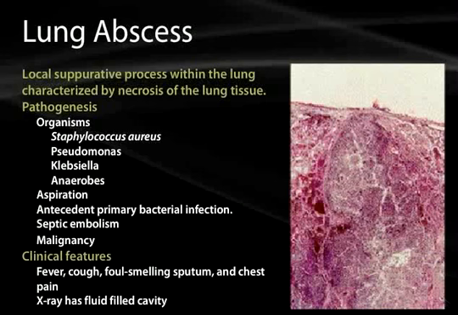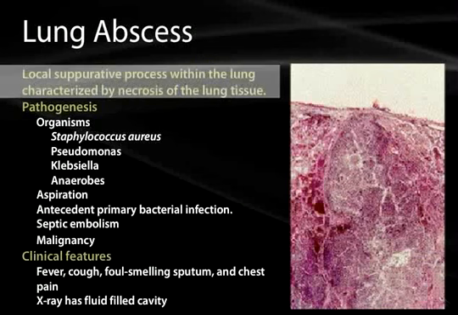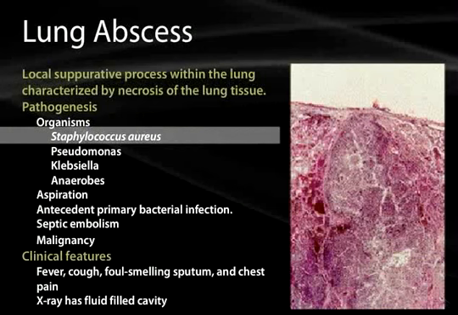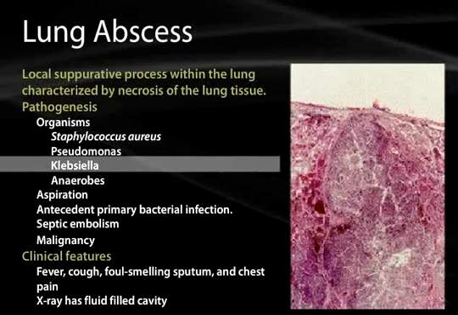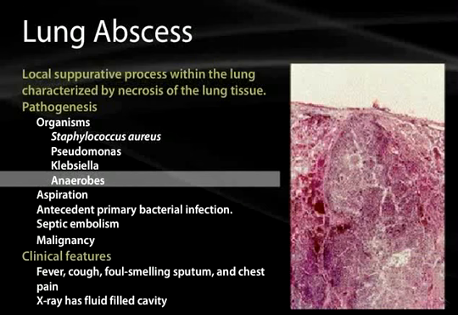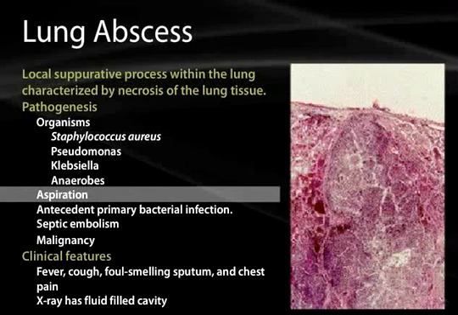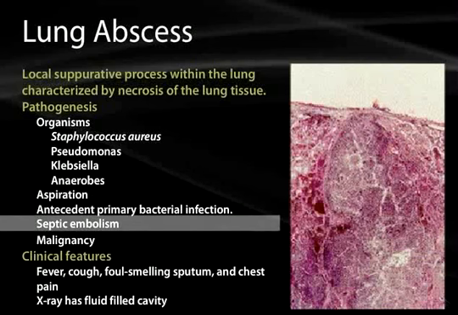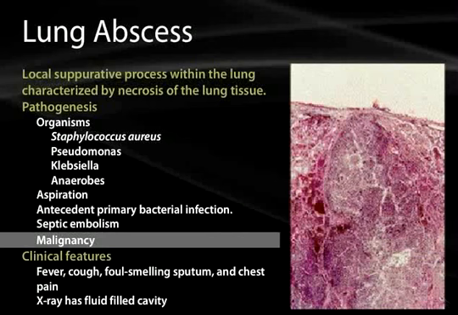Lung abscesses are a problem both with bacterial pneumonia as well as bacteria that is spread hematogenously. Normally, with a lung abscess, you have a local suppurative process within the lung that is characterized by necrosis within that lung tissue. It can be due to Staphylococcus aureus, Pseudomonas, Klebsiella, or any type of anaerobes. Normally, if it's an anaerobe or a gram-negative, it's due to aspiration. Also, you can have septic emboli as well as malignancy that can cause a lung abscess.